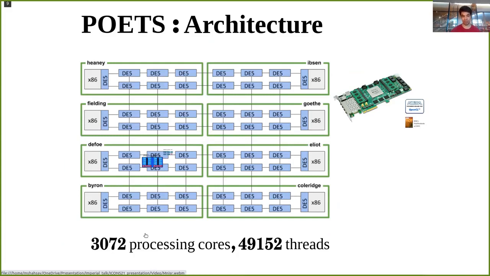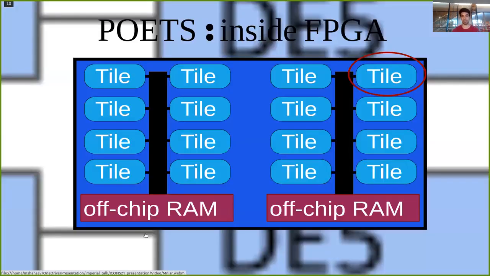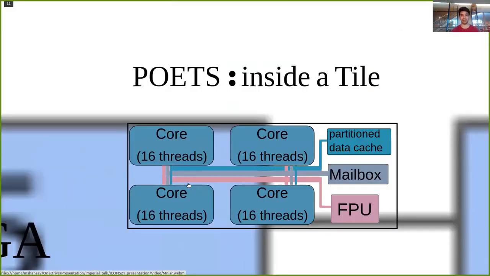What is inside a core? We have a Tinsel soft-core overlay. We define 1 FPGA as 16 tiles. Every 8 tiles are connected to 1 off-chip RAM, and every 4 tiles are connected to 1 SRAM. But what is inside a tile? Inside a tile, there are 4 cores. Each core can support 16 threads for parallel computation, for example 16 neurons could be computed in parallel. Each 4 cores have 1 mailbox and 1 floating point unit.